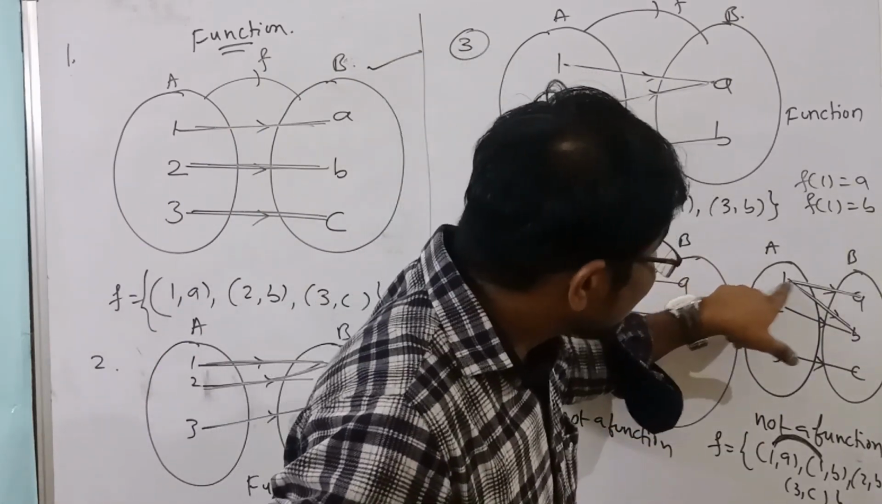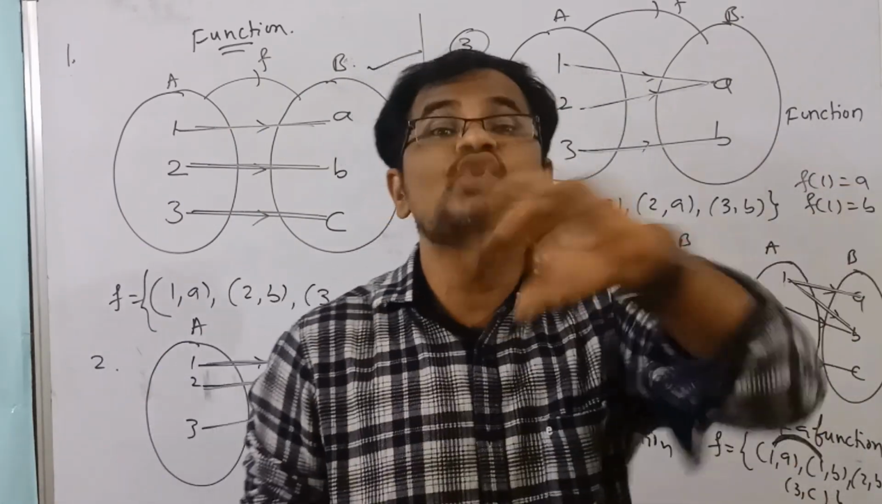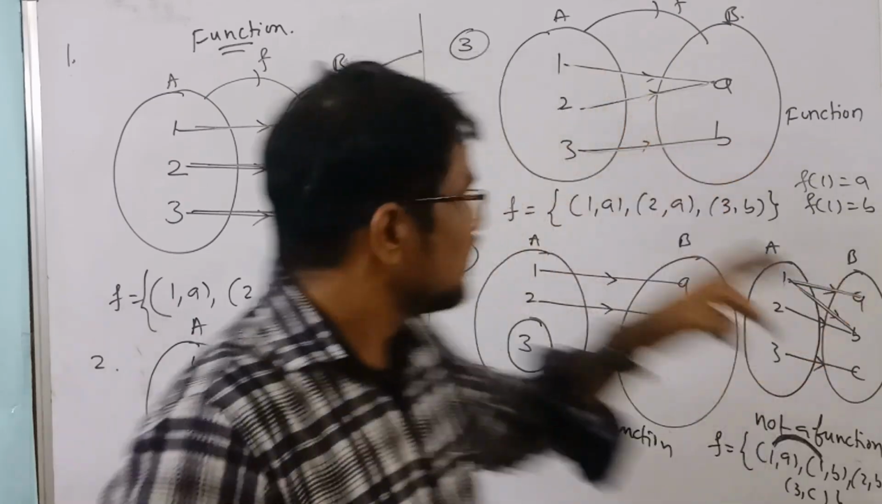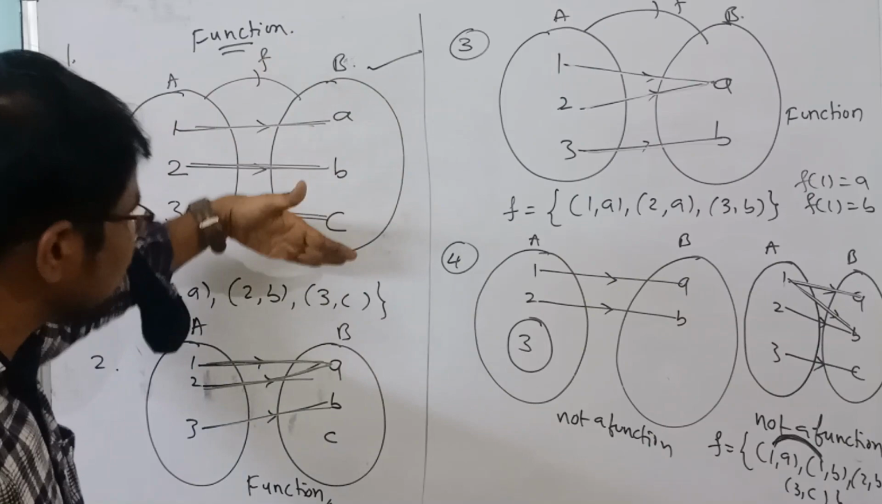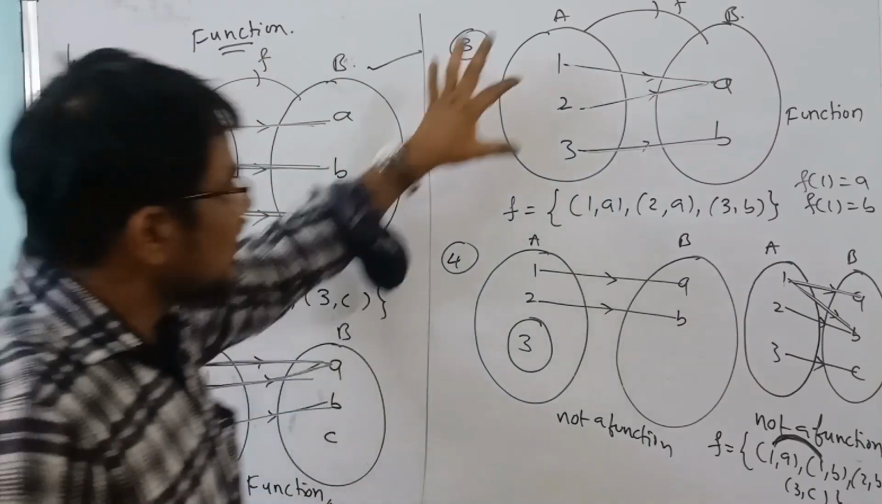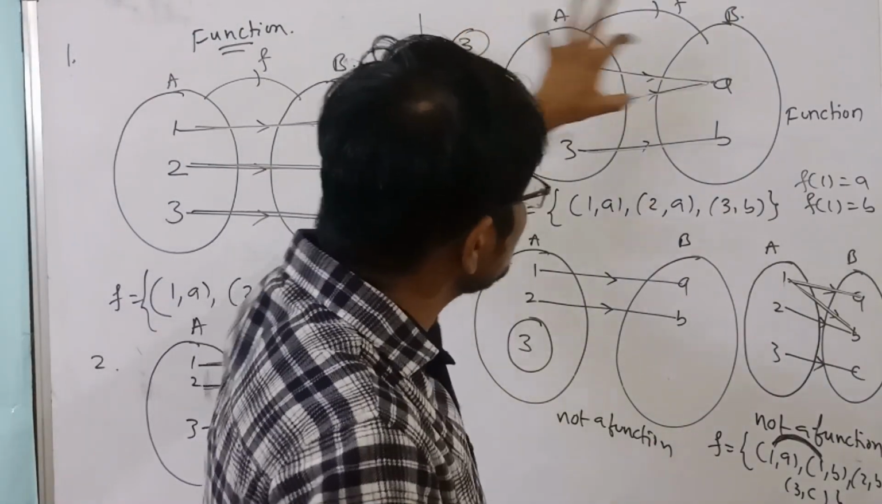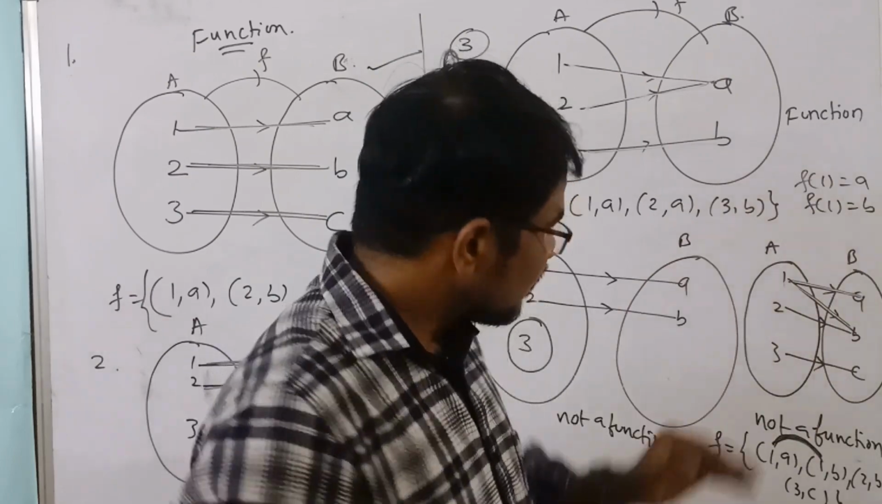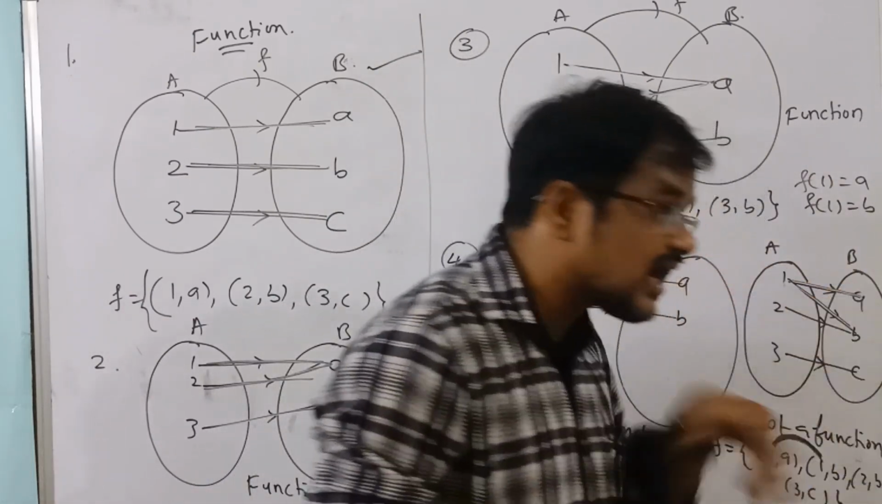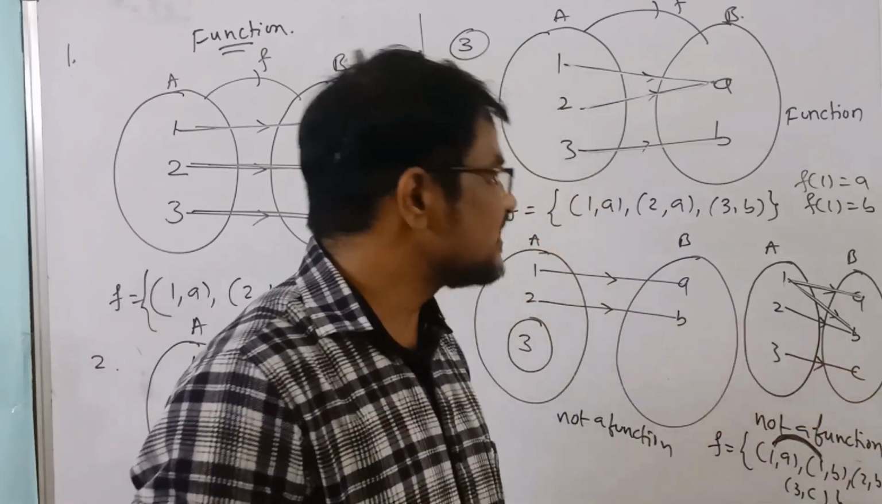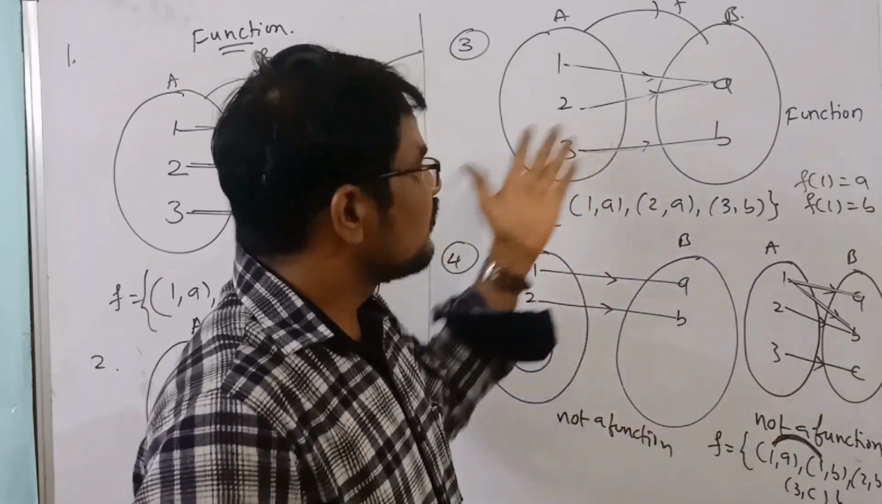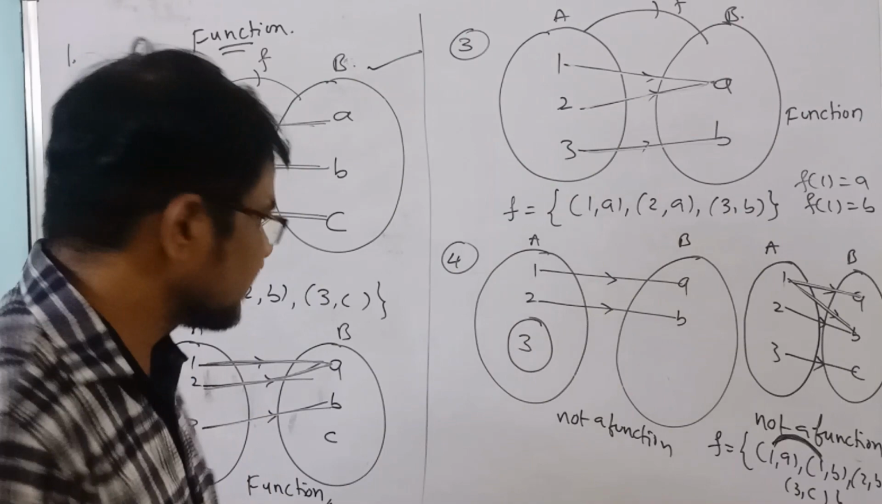Now come to this one. 1 person cannot shoot 2 persons at a time. Understood or not? Here these 3 persons shoot these 3 persons at a time, possible. And these 2 persons can shoot 1 person at a time. But here 1 person cannot shoot 2 persons at a time. Understood or not? So that's why it is not a function. This is the verbal representation, right?